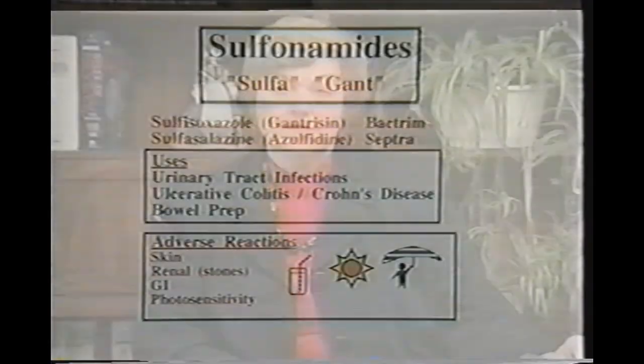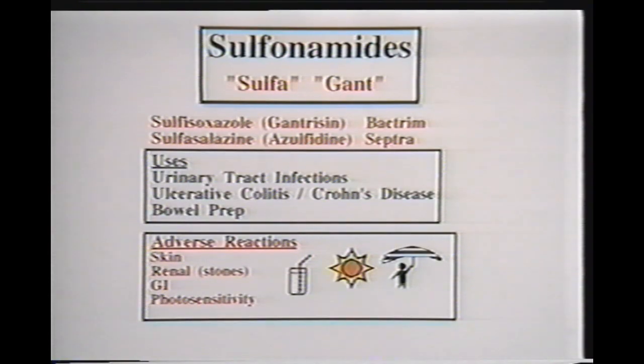We want to move on into another category of antimicrobials called the sulfonamides. Now the key endings for this, or beginnings if you will, are sulfa and gant. A lot of them have terms like gantracin, gantanol in their trade name. And they all have sulfa somewhere in their generic name. These include things like sulfasalazole, gantracin, Bactrim, sulfasalazine, which is a sulfidine, or Septra.